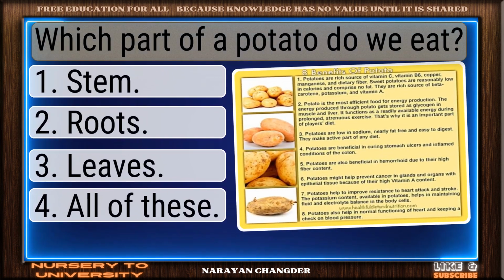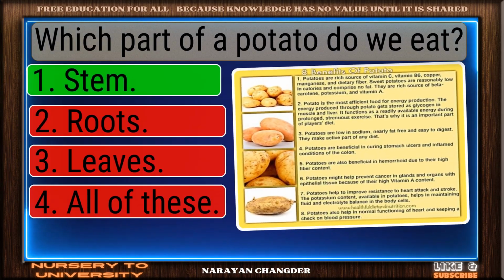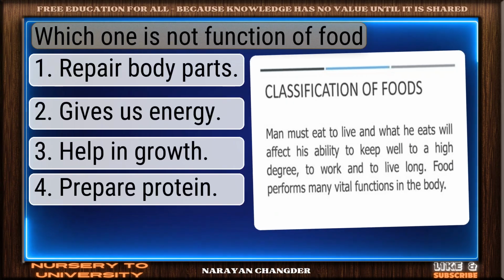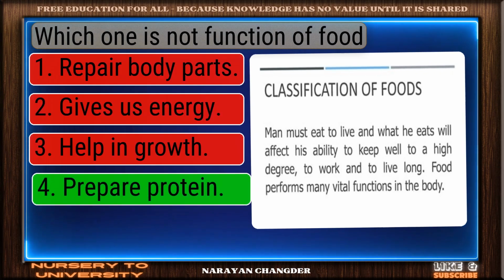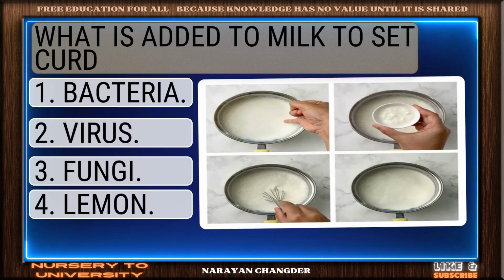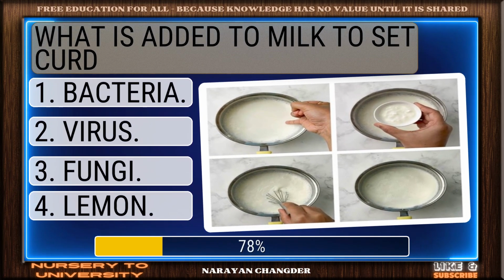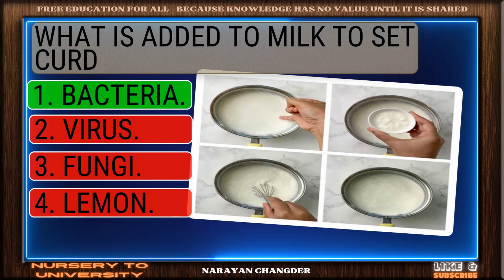Which part of a potato do we eat? Smart pick. Stem is the correct choice. Which one is not function of food? Exactly. Prepare protein makes sense and it is right choice. What is added to milk to set curd? Solid response. Bacteria is a valid choice.